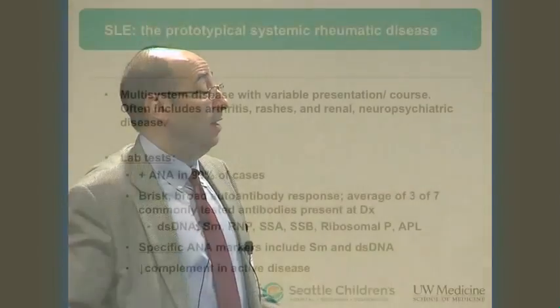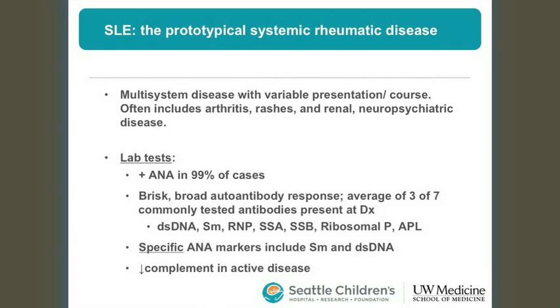There's a positive ANA. If you press hard enough over the course of the whole disease, the ANA is almost always positive. Now, in any one presentation, this number falls into the low 90s in terms of sensitivity. But over the course of the disease, if you press hard enough, you will find a positive ANA. The antibody response is broad, especially if you have a lot of symptoms at presentation. On average, you get 3 of the 7 commonly tested antibodies, and there's more than that usually present. But we don't test for all of the 75 autoantibodies that have been found in lupus.